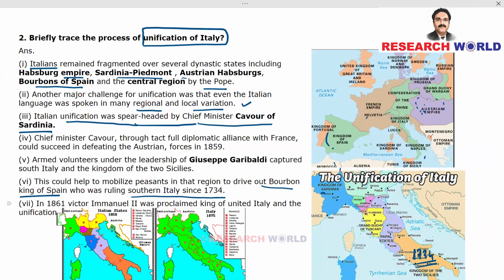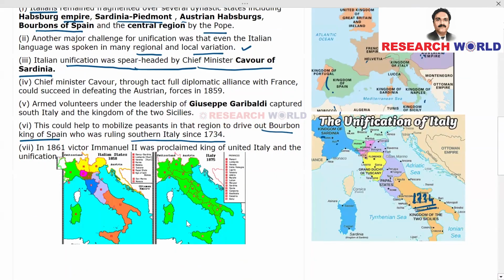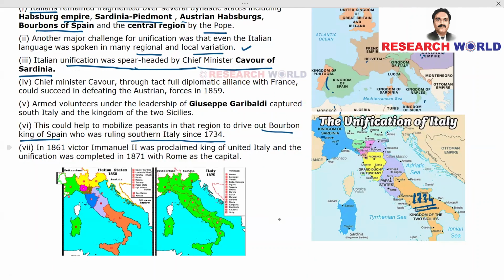In 1861, Victor Emmanuel II was proclaimed as the King of United Italy. The seventh point: in 1861, Victor Emmanuel II was proclaimed King of United Italy, and the unification was completed in 1871 with Rome as the capital.